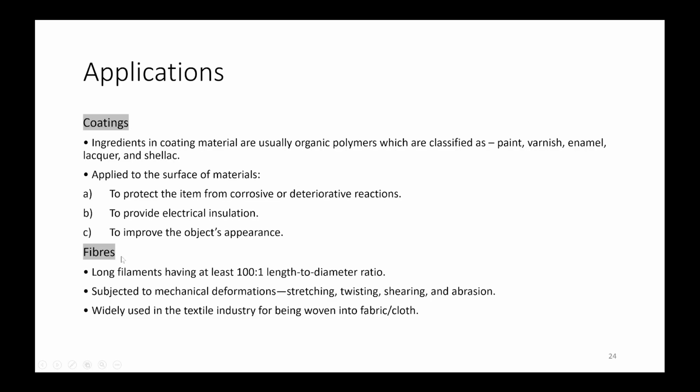In case of fibers, these are long filaments having at least a 100:1 length to diameter ratio, and these are subjected to mechanical deformations such as stretching, twisting, shearing, and abrasion. And these are widely used in the textile industry for making fabric and clothes.